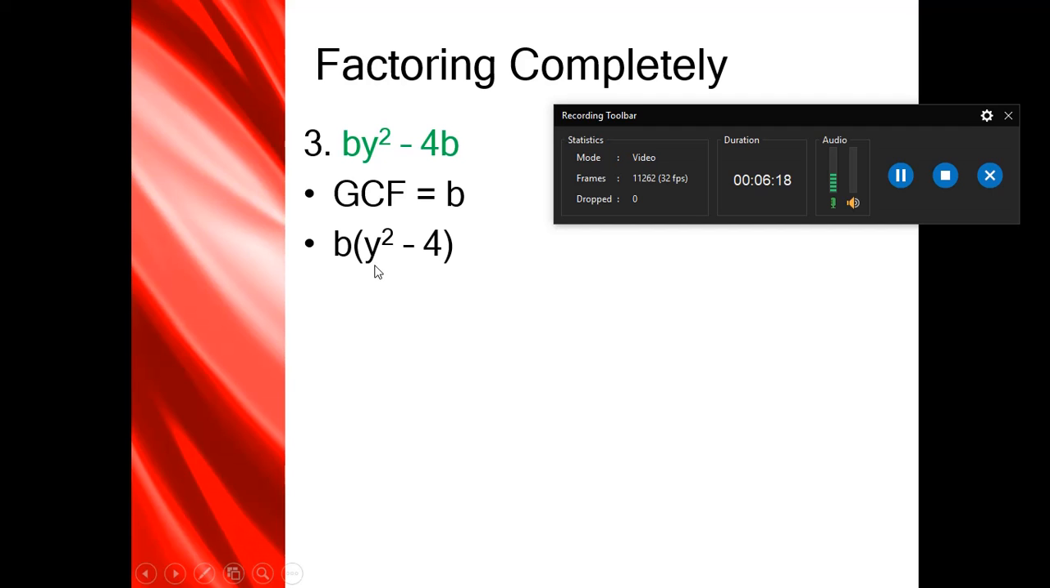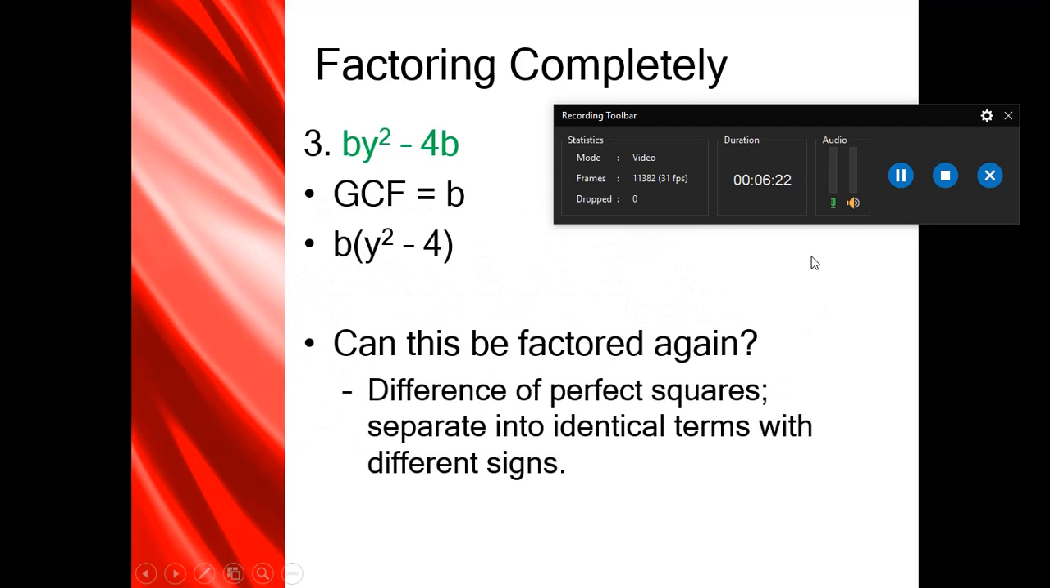But I also notice that y squared and 4 are perfect squares. So I'm going to use the difference of perfect squares method. I'm going to separate that quantity into two identical terms. Again, they both have different signs, one positive, one negative. And there's my final answer, and this one is now completely factored.